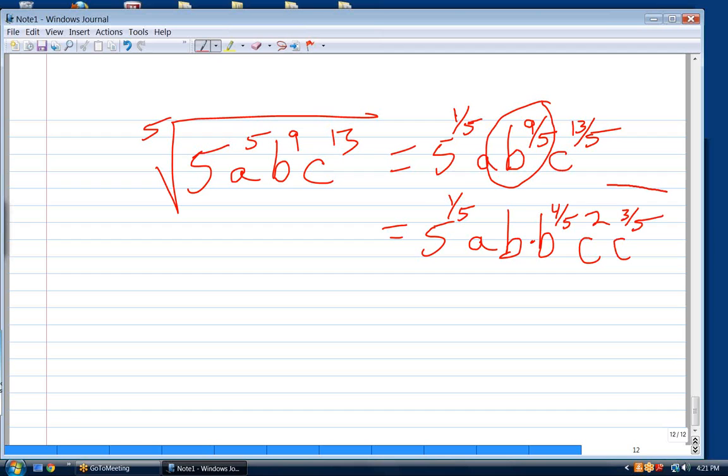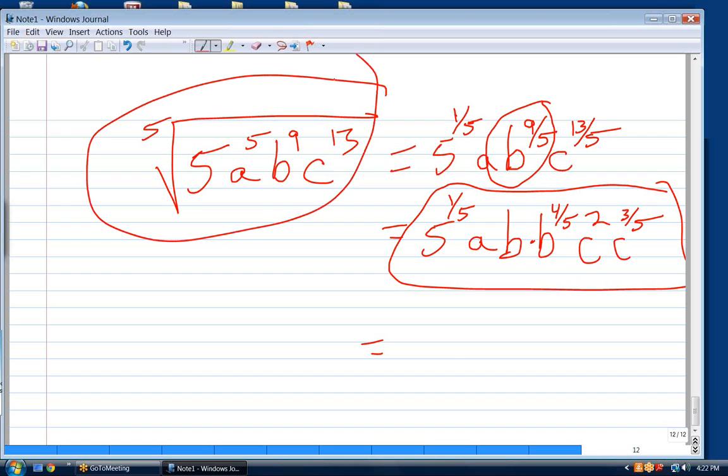Now, since they gave it to me in radical format, usually they want the answer in radical format. In other words, I don't want to leave the answer with exponents. I want to put it back into the format that they gave me. So I would use the 5th root symbol. My 5 would go under there. My B to the 4th would go under there, and a B outside like that. My C to the 3rd would go under there, and I would have this C squared outside.